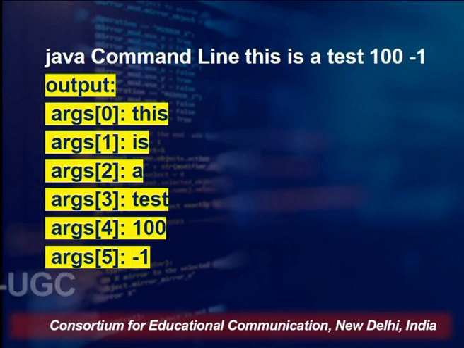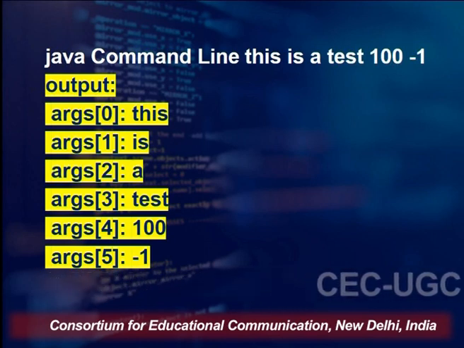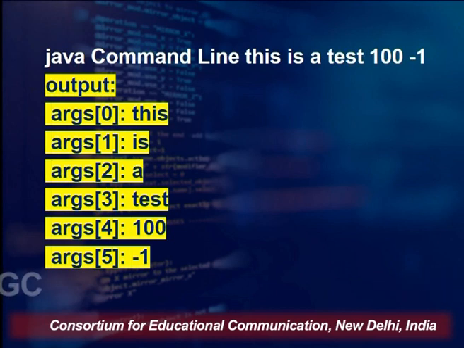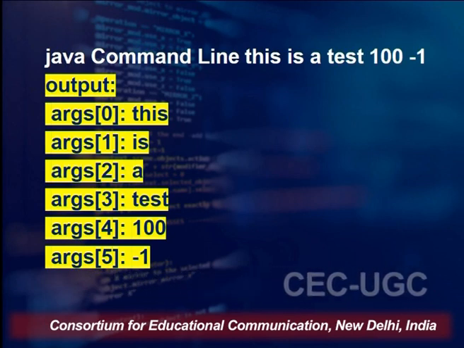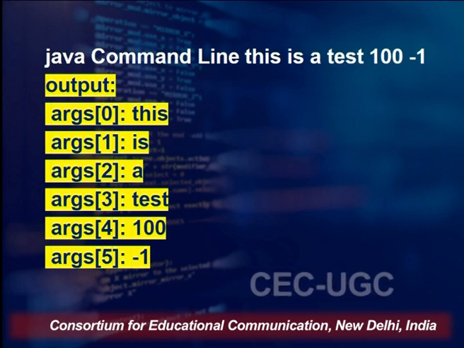And when we are using that main program and we output it, ARGS 0 is nothing but this, ARGS 1 is A, stored in ARGS 2 is test, ARGS 3 is test, while ARGS 4 contains 100 and ARGS 5 contains -1. So this is a very small program, and whatever arguments are passed through the command line are stored here in that ARGS array. This is the concept of command line arguments in Java.